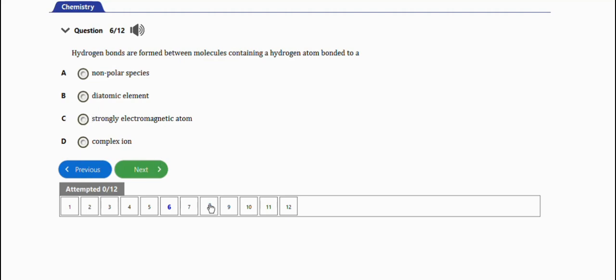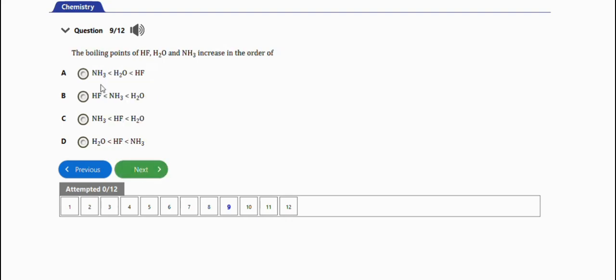Next repeated question will be this one. It says which of the following pairs of molecules form hydrogen bonds? So the right answer to this question will be this one that has these compounds in option A. Alright, so that's it for this question. The next repeated question will be this one.